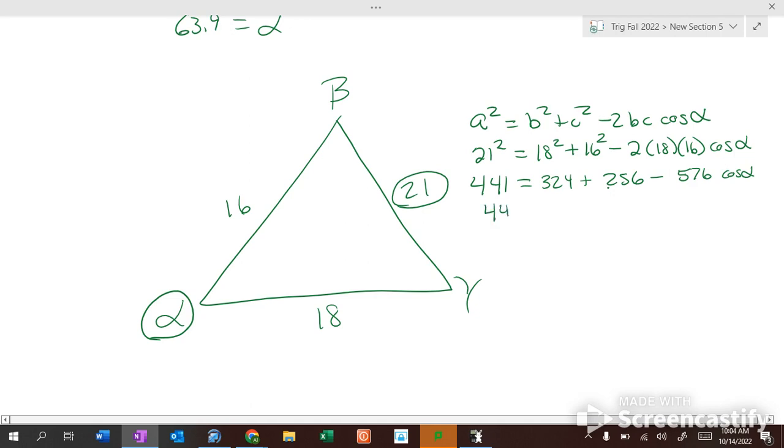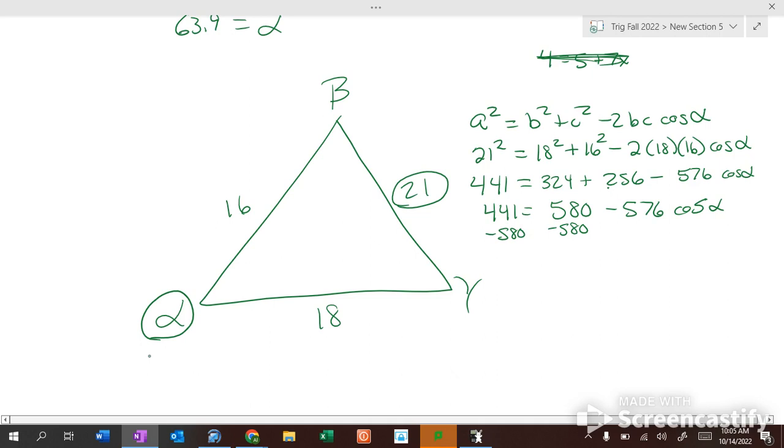So can I take 324 plus 256 minus 576? Because 324 plus 256, I know, is 0. Carry the 1. 8. It's 580 minus 576 cosine of alpha. Can I just take 580 minus 576 to get 4 cosine of alpha? The answer is no. Because can you take 4 equals 5 plus 7x and just add the 5 and the 7 when you're solving an algebra equation? No, you can't. So you have to subtract 580 from each side.